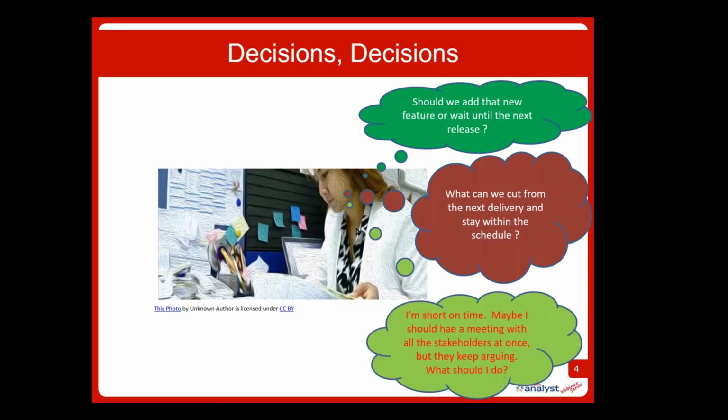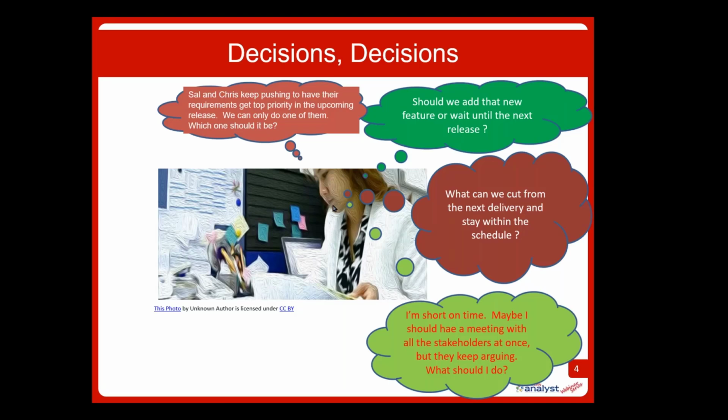Okay, I'm short on time. Maybe I should have a meeting with all the stakeholders at once, but they keep arguing. I can't make up my mind on that. Sal and Chris keep pushing to have their requirements top priority in the upcoming release. But we can only do one. So which one am I going to give priority to? That's a decision. I don't want to make enemies of anybody.